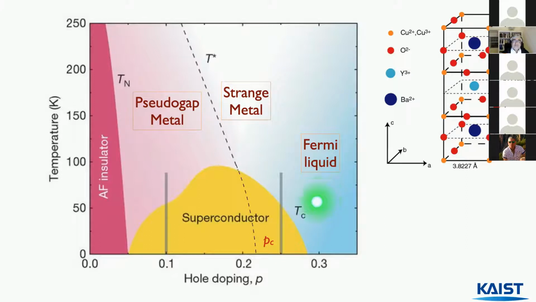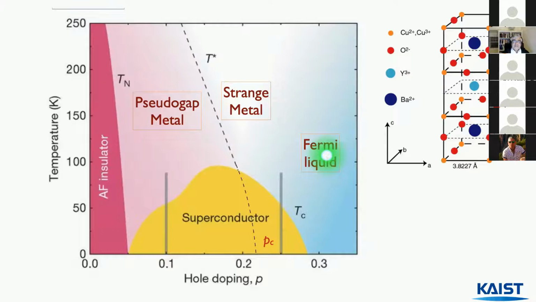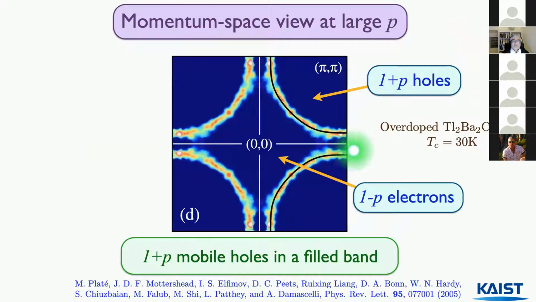This really has to do not so much with the superconductivity, but with what's going on here between these three different metals: the pseudogap metal, the strange metal, and the Fermi liquid. Among the thousands of experiments, let me just highlight a few that I consider important and also very recent. This one is not so recent.